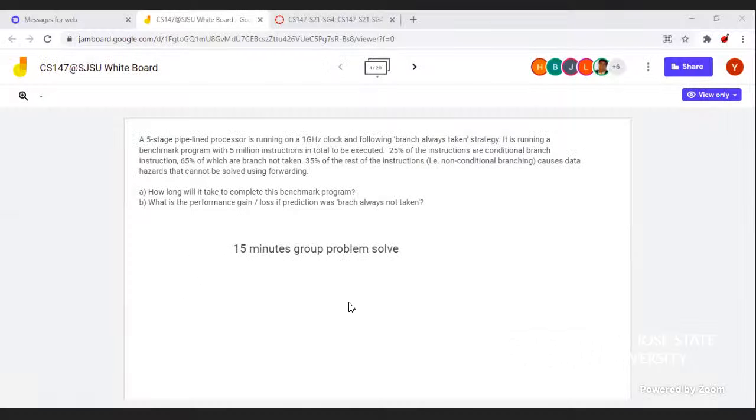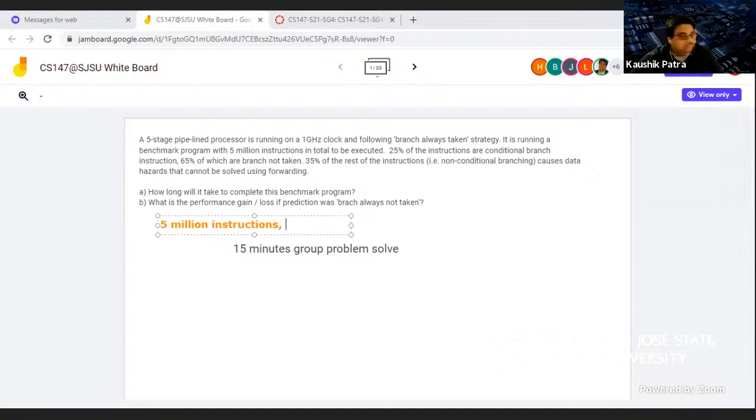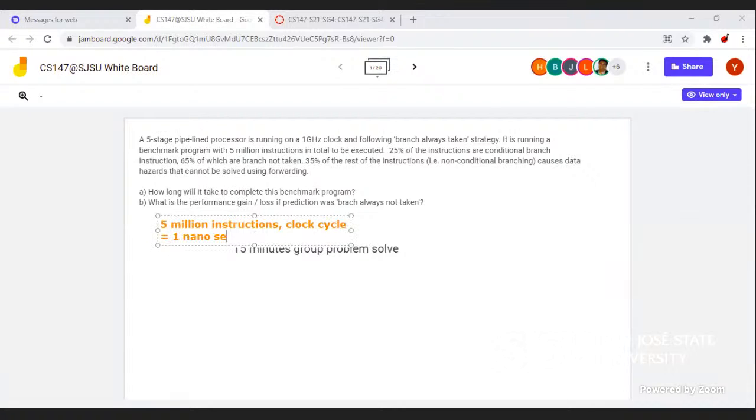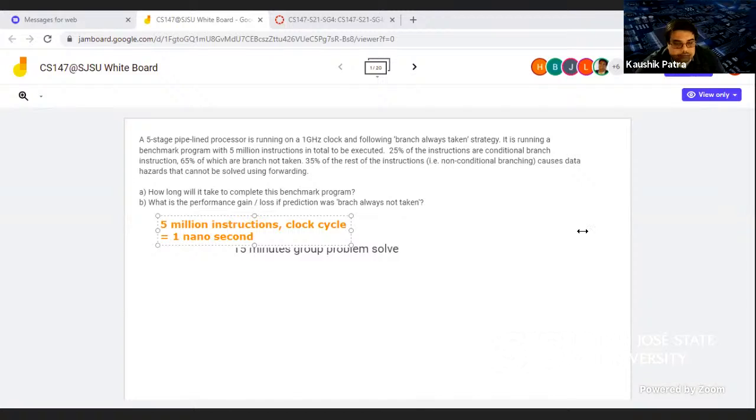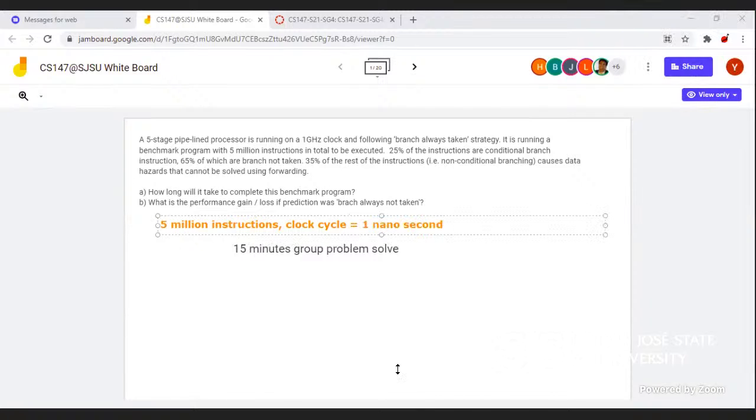All right, so basically what we did was we made a couple of assumptions. We assumed we have 5 million instructions, and we said the clock cycle equals 1 nanosecond. Then we calculated everything in terms of clock cycles.